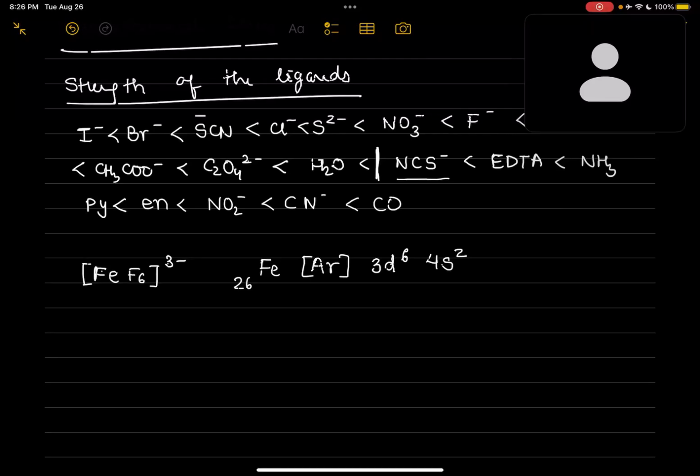So what is the oxidation state? What is the charge on iron? +3. Okay. If you don't know the charge, it is very easy to find out. Let it be X, and the charge of fluorine is -1. There are 6 fluoride ions, so X minus 6 equals -3, X equals +3. So the charge is +3. +3 means I have to remove 3 electrons from the outermost shell. So I will remove the 2 s electrons, and 1 electron from d.